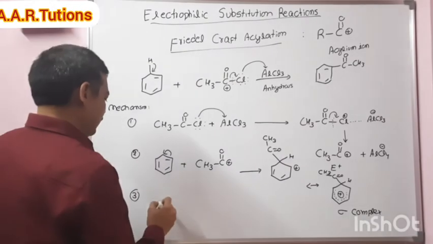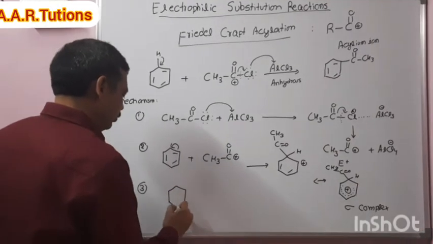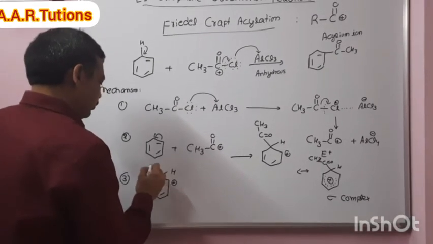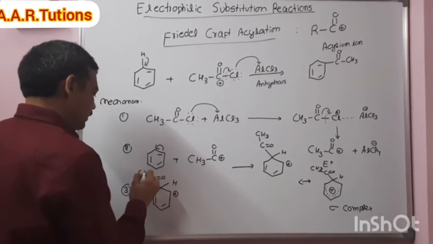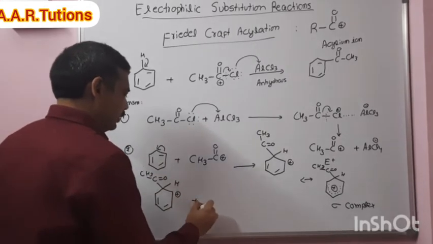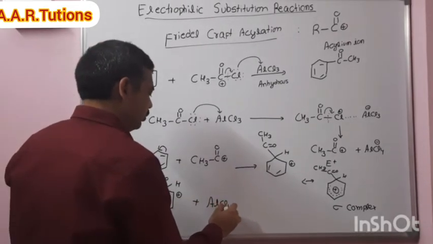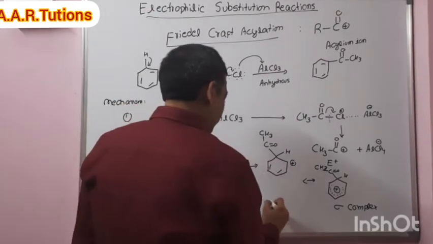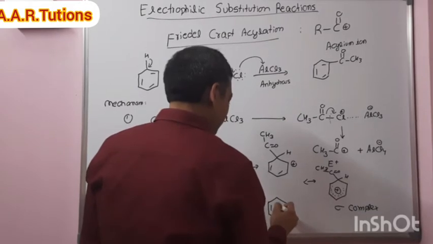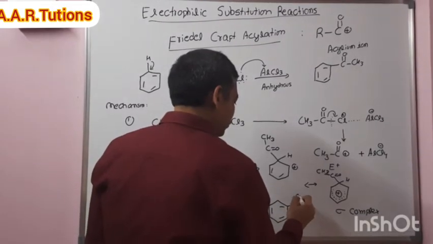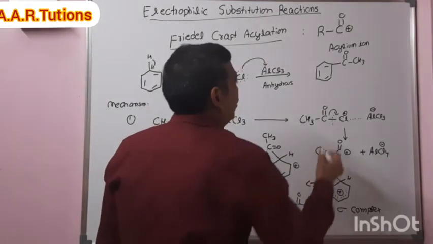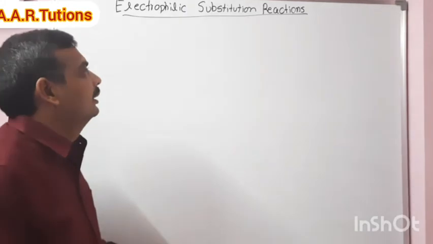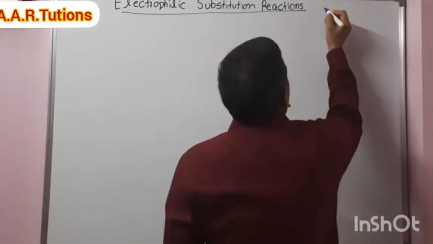In step 3, removal of the old electrophile. The sigma complex, with positive charge, hydrogen and COCH3, in the presence of the conjugate base AlCl4-, loses this hydrogen to give acetophenone as the product. COCH3 acetophenone is the product formed in the Friedel-Crafts acylation reaction.